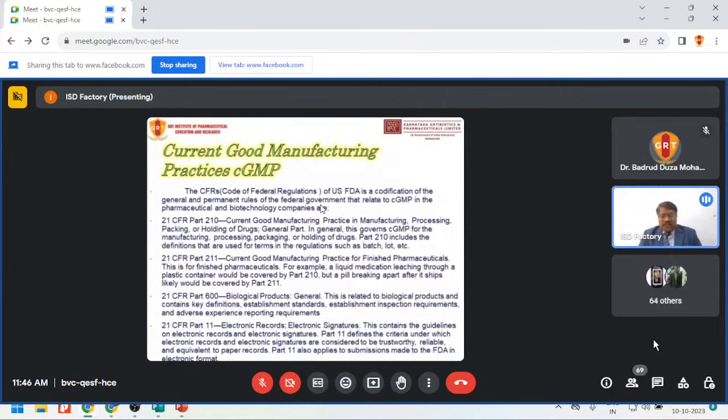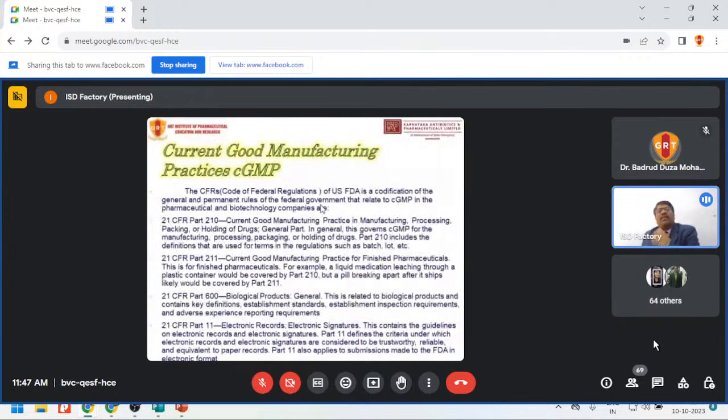To proceed with these current good manufacturing procedures is one of the important factors. The code of regulations, USFDA, most people have these thoughts; USFDA and others follow country-wise rules. It is the codification of the general and permanent rules of the federal government related to CGMP in pharmaceutical and biotechnology companies. Now most of these things are coming up in India. Most companies have been certified by USFDA approval, and most Indian companies have CGMP and WHO GMP certifications.